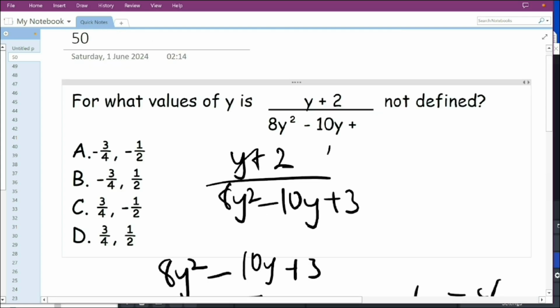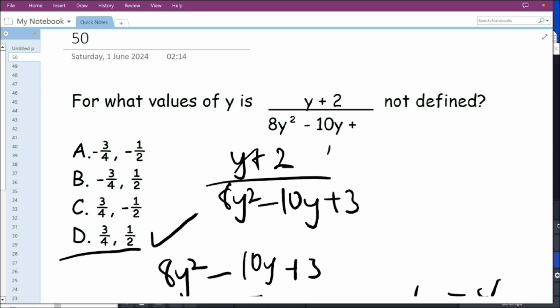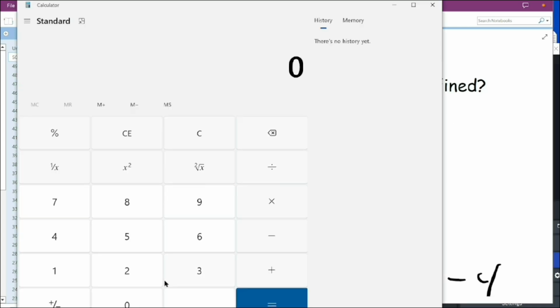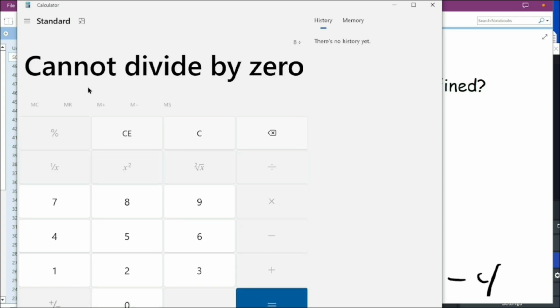Our answer is therefore D, 3 over 4, 1 over 2. Now going back to the question, first the meaning of undefined means the denominator, the number at the bottom, should be 0. Once it's 0, if you have anything divided by 0, it will give you undefined. Your calculator can simply show it. For example, you have 8 divided by 0. It gives you cannot be divided by 0. That means the term undefined.